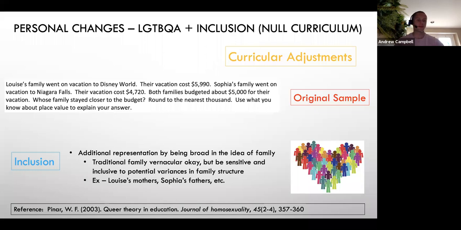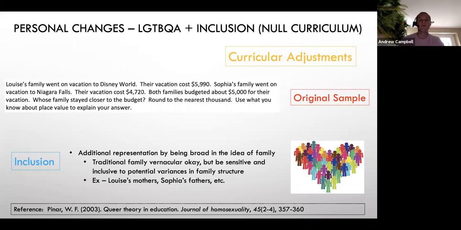So just as a specific example of how my practice has changed and some of the implications that I've experienced: Louise's family went on vacation to Disney World, Sophia's family. As you see in this problem, it doesn't specifically say what type of family, but as we go through the curriculum, we see that the traditional, as I'll call it, type of family is typically represented: mom, dad, and 2.5 children. Well, if we want to be inclusive, how can we adjust our practice?